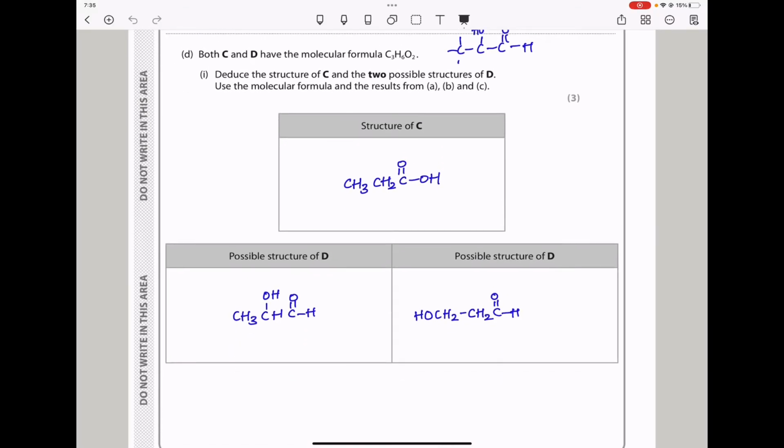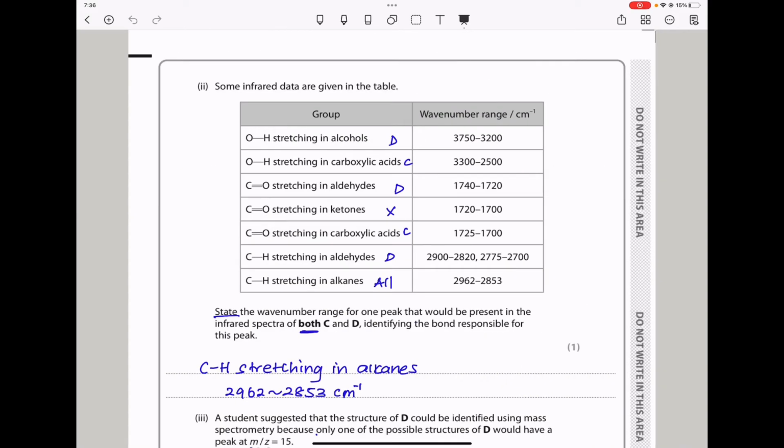And because D is an alcohol, which is also an aldehyde, the aldehyde functional group is going to be at the end carbon, but the OH group can be on carbon 2 or on carbon 3. Here we have it on carbon 2 and here we have it on carbon 3. So these are the 2 possible compounds. Next, they say some infrared data are given in the table. These are the data we're given.